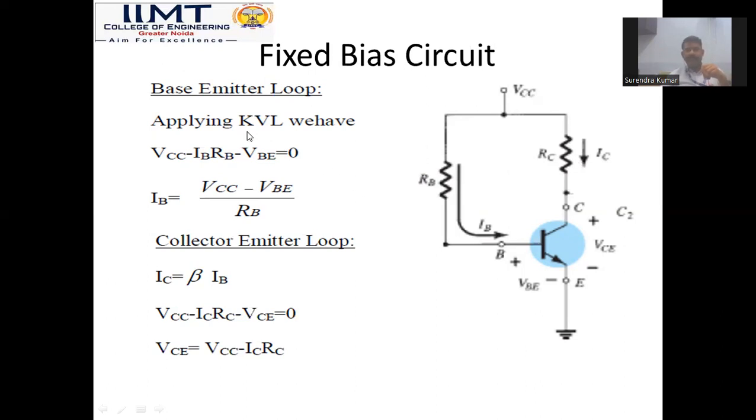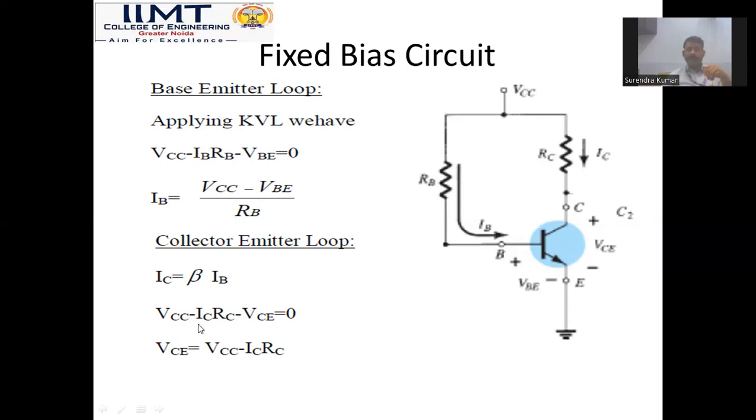In the analysis of the fixed bias circuit, we apply KVL in the base emitter loop. We have VCC minus IB RB minus VBE equal to 0. So IB will be equal to VCC minus VBE upon RB. This is the simple calculation to find the base current. Here, for the collector emitter loop, we can apply KVL in the outer loop.